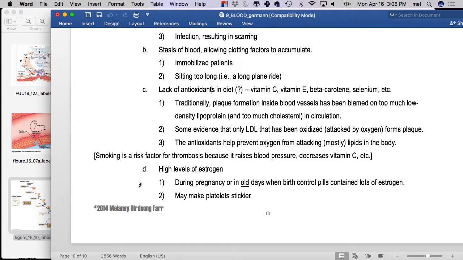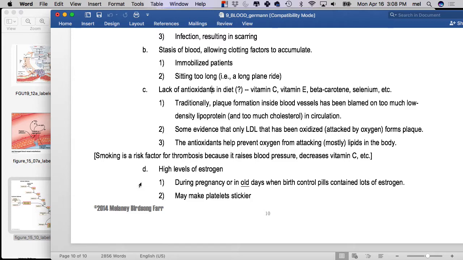In the old days, by the way, when birth control pills contained a lot of estrogen, they put women at much, much higher risks of strokes and heart attacks and pulmonary embolisms. Now they have figured out the lowest level of estrogen that they can use for birth control, oral contraception. And they don't increase it dramatically, but if you have another risk factor like me, it's probably not your first choice for birth control, right?